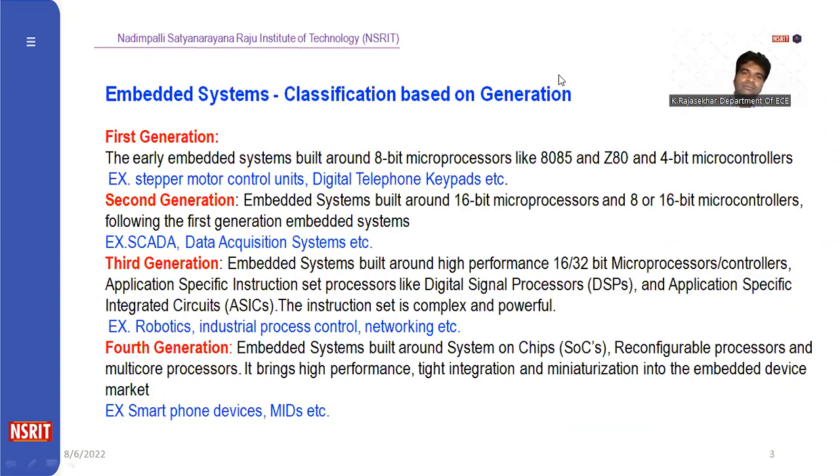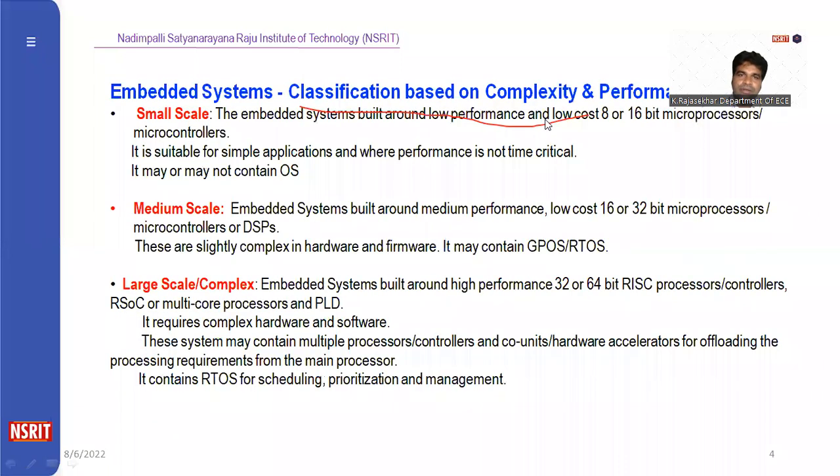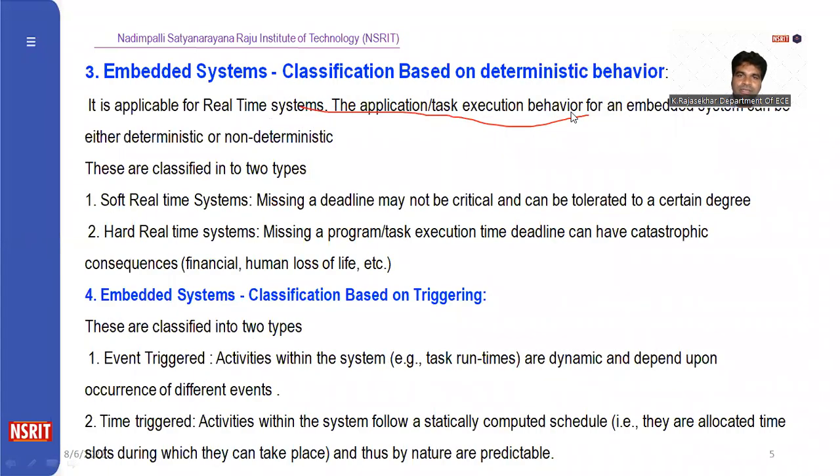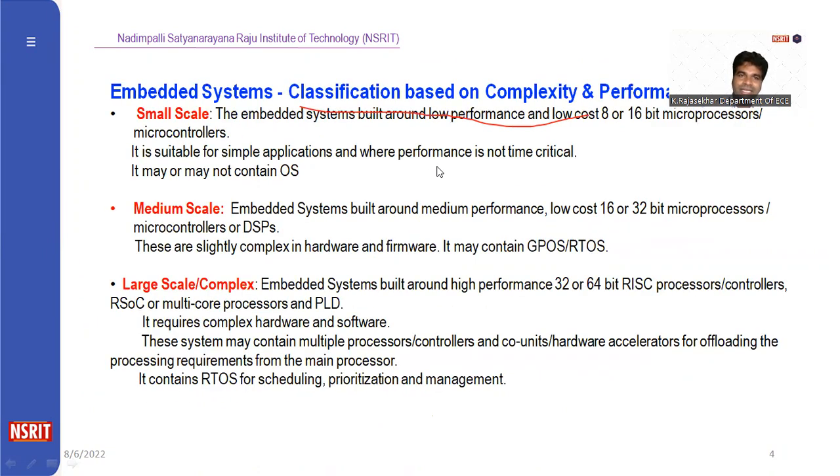So embedded system classification can be done in four ways. One is the classification based on generation. Another one is the classification based on complexity, classification based on deterministic behavior. Another one is based on triggering. So these are the four basic classifications of the embedded system.